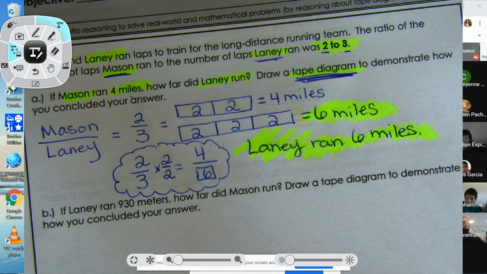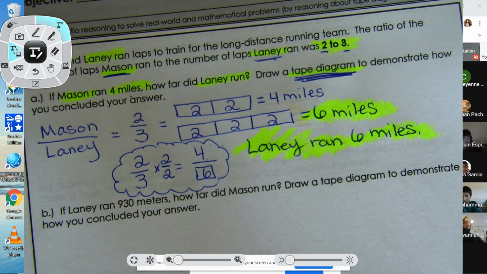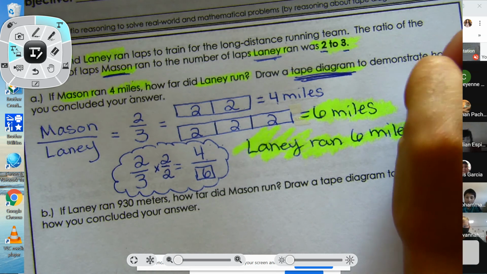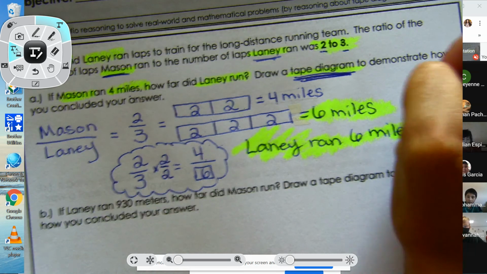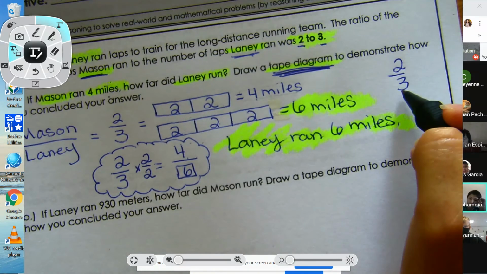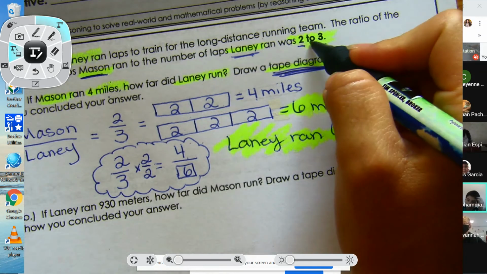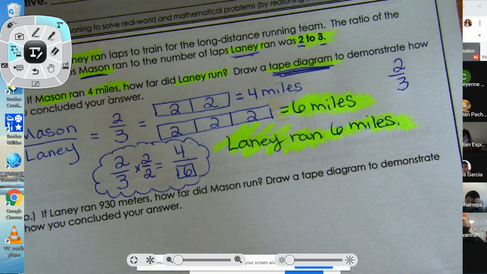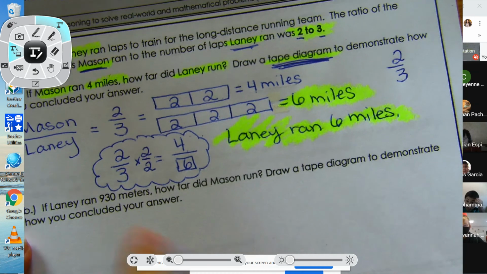The word "to" in like 2 to 3 is not like a multiplication sign. You could think of it more like a dividing sign, right? Because remember, we can write it like this, 2 over 3. So you need to think of the word "to" as more like a dividing sign. Okay, let's go on to the next one.